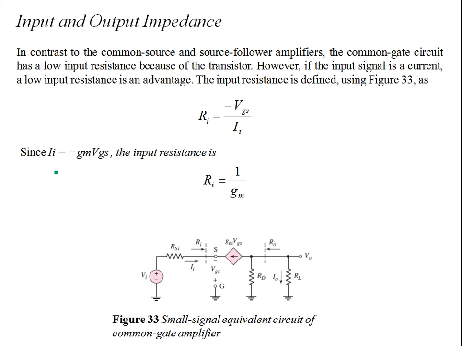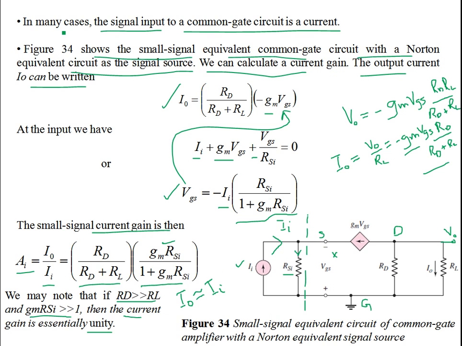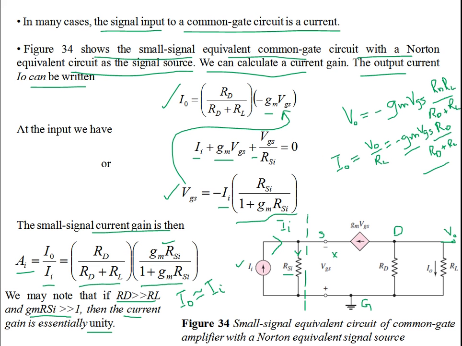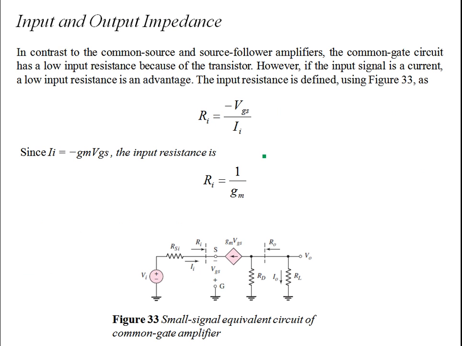Okay, now what we are left with is we have derived the voltage gain and the current gain. We saw that the voltage gain was positive, it's greater than unity, and we have seen that the current gain is given by this expression over here, between the output and input current. And what we are left with is the input and output impedance. So in contrast to the common source and source follower amplifiers, the common gate circuit has a low input resistance because of the transistor. However, if the input signal is a current, the low input resistance is an advantage.